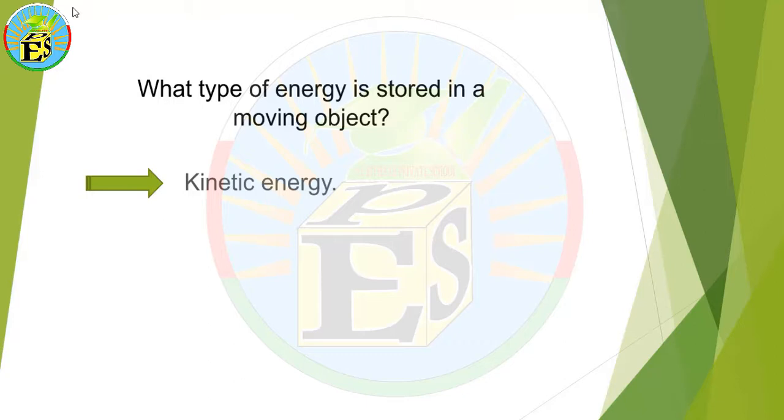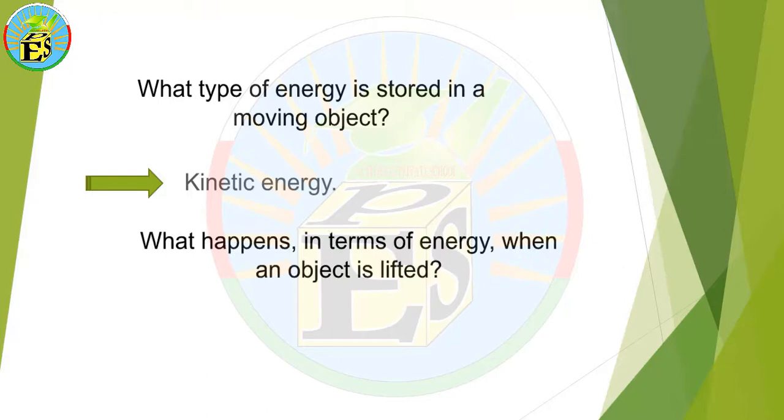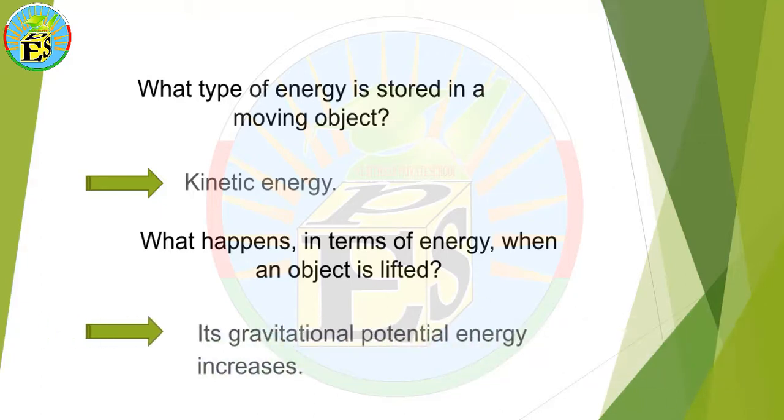Next question: what happens in terms of energy when an object is lifted? We have two kinds of energy: kinetic energy and potential energy. The principle of conservation of energy says the sum of kinetic energy and potential energy for any body is constant. When we lift any object from the land, it takes a height from the land, so its potential energy will increase. Its gravitational potential energy increases.